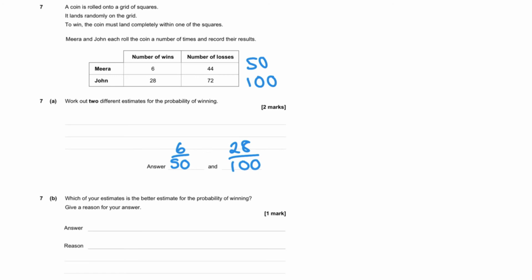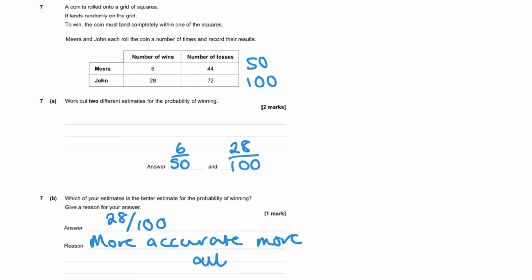As long as you give a good reason for your answer, the examiner will give you a mark using their judgment. But generally, a bigger sample in probability is always more accurate, so I would always go down that route with these questions. So our answer is going to be 28 out of 100 because it's more accurate because there's been more attempts.